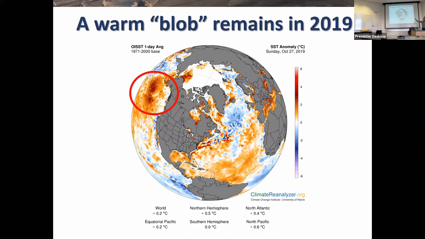The warm blob remains in 2019. This was found in 2016 to be caused by climate change. The researchers could not find something like this type of heat wave in anything in natural variability in the past.